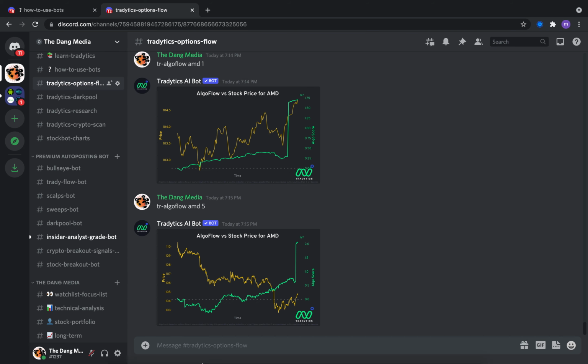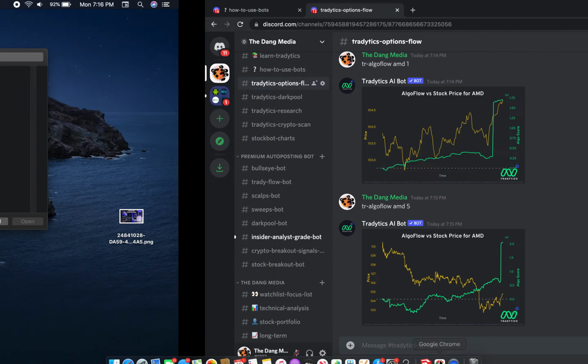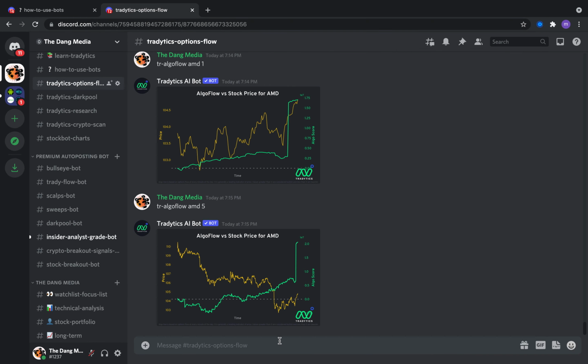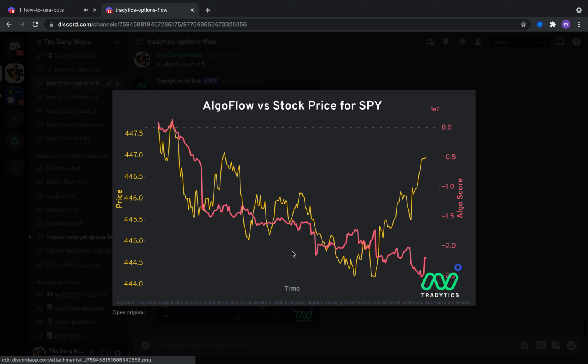So let me see. You can go to TR Algo Flow SPY. This was a good example. Right here, yellow is the stock price, right? And then this pink or red line is the Algo Flow score. So we can see the stock price was going down for SPY. This is the 1-day chart.